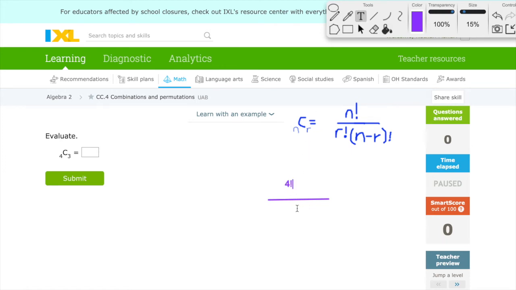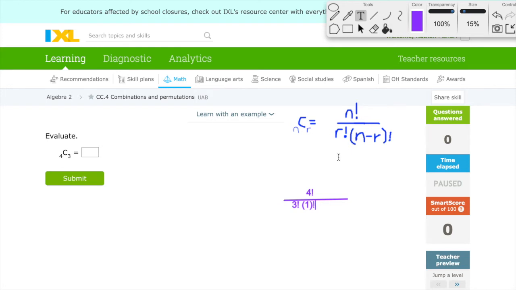That exclamation point, we call that a factorial. If you haven't dealt with that in math before, we can talk about that in a second. Let's move our line a little bit closer. Something like that. And then on the bottom, we're going to have 3 factorial, and then n minus r, so 4 minus 3, that would be 1 factorial.